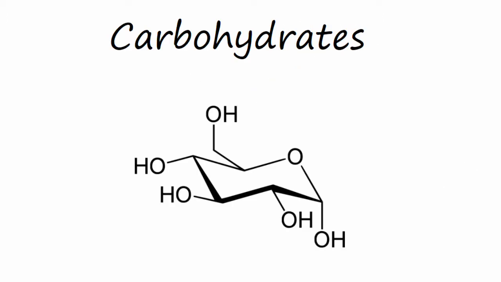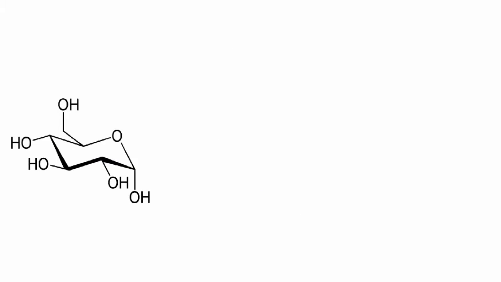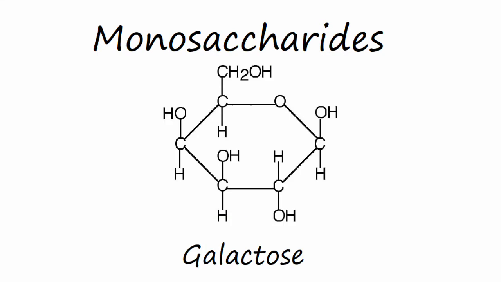The first one we'll talk about is carbohydrates. These molecules consist of carbon, hydrogen, and oxygen, and are used mainly for metabolism. Glucose, for instance, is the body's chief source of energy and is used to create ATP, which powers the body. The three main monosaccharides are glucose, fructose, and galactose.